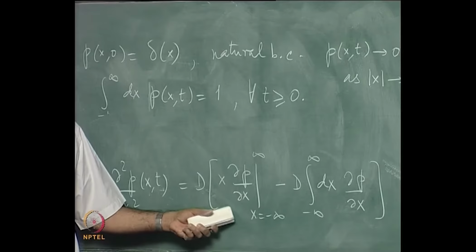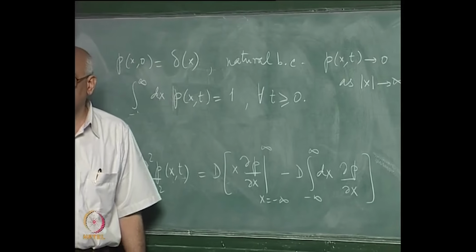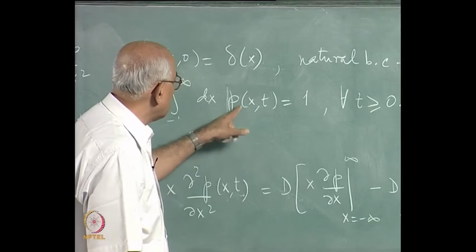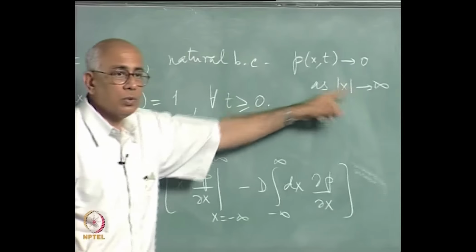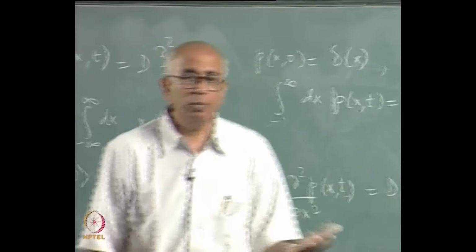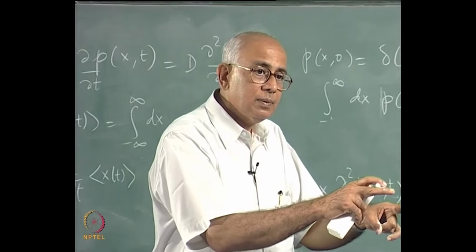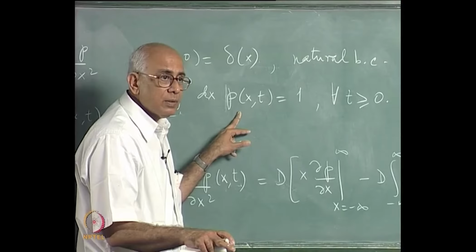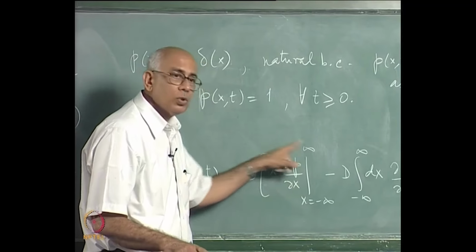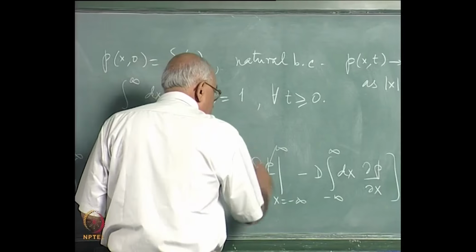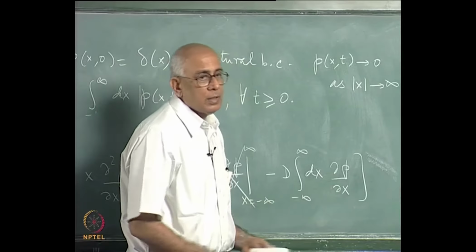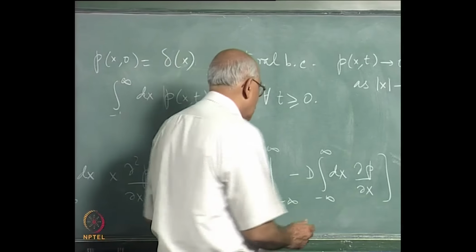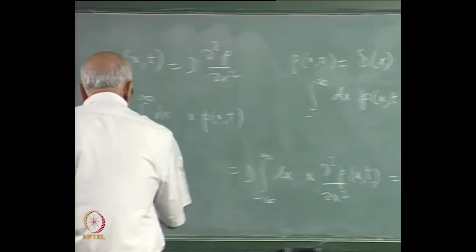But this is 0 because we would like all moments of x, the mean value, the mean square value and so on, to be finite, which means that p(x,t) must not only go to 0 as |x| goes to infinity, but must go to 0 faster than any negative power of x, otherwise that moment would diverge. Therefore, since this goes to 0 faster than any negative power of x as x goes to plus minus infinity, this quantity goes to 0. So this is gone, and what does this do? This gives you just the surface terms, p at plus infinity and p at minus infinity, which are 0. So that is gone, and therefore we find this is 0.